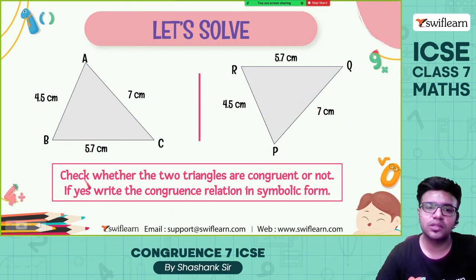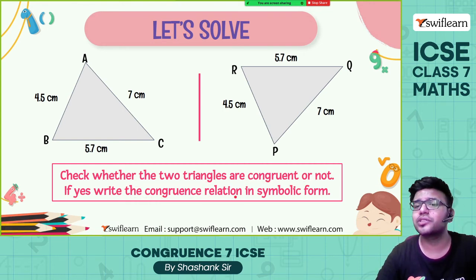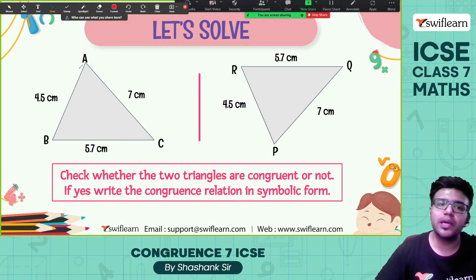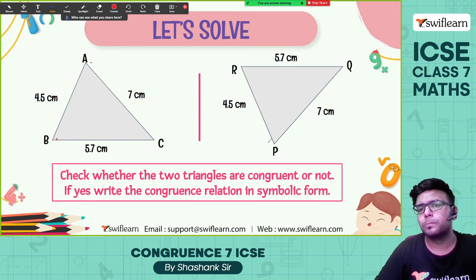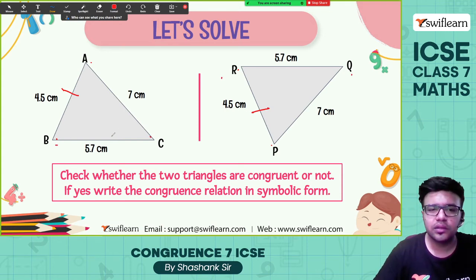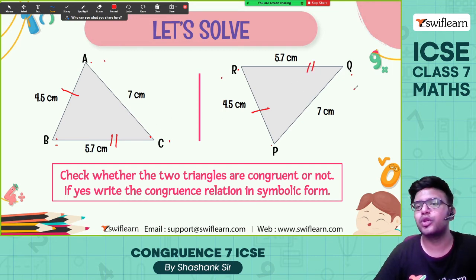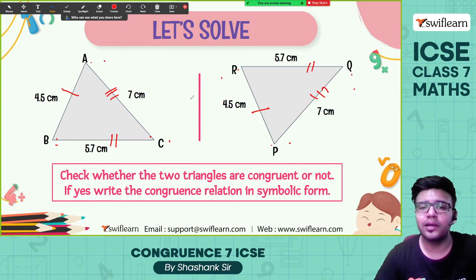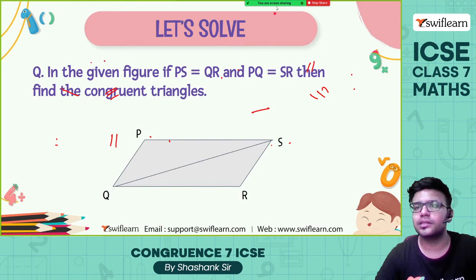This side and this side are equal, this and this are equal, this and this are equal. Now let's solve this. Check whether the two triangles are congruent or not. If yes, write the congruence relation in the symbolic form. Now see here, AB is equal to PR, so this side is equal to this side. BC is equal to RQ, this side is equal to this side. And CA is equal to QP, so this side is equal to this side. The corresponding sides are equal, so these two are congruent.